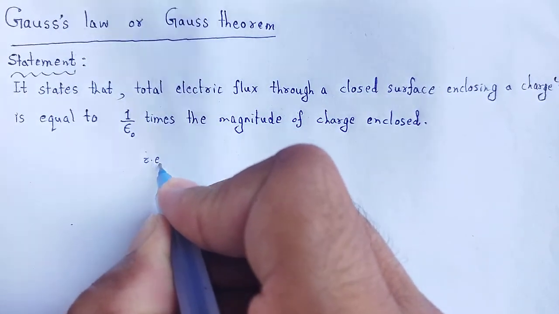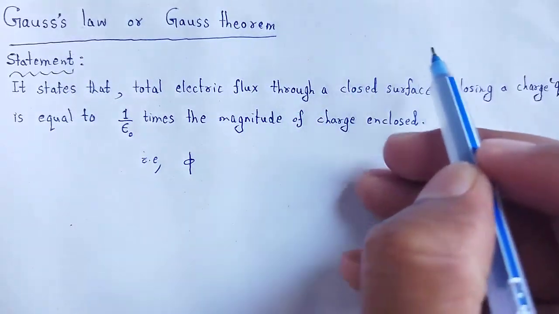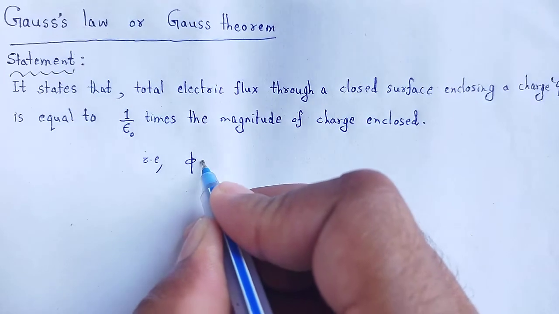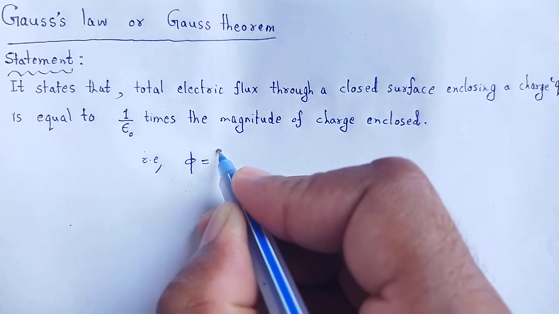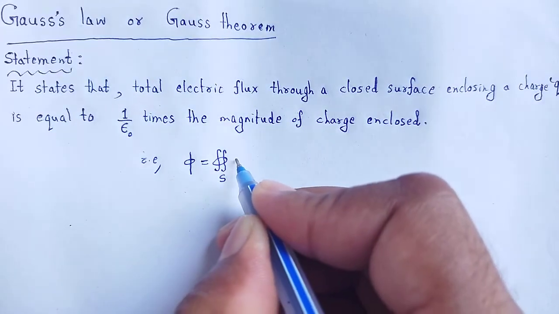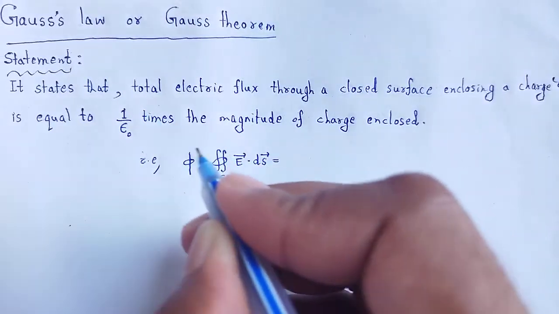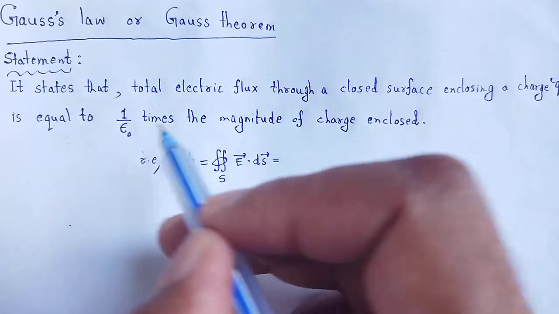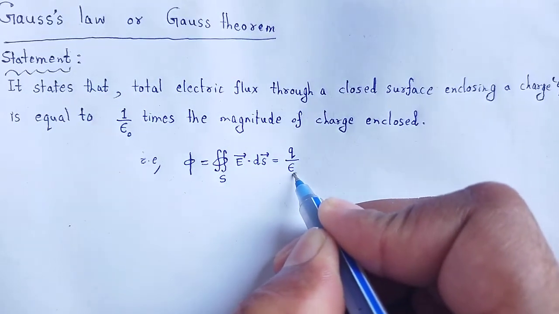mathematically we can write it. The total flux through a closed surface, when that closed surface encloses the amount of charge q. Previously we discussed the expression for total flux, that is closed surface integral, let the surface be S, E dot ds. According to that statement, it is equal to q divided by epsilon naught, the charge enclosed, q divided by epsilon naught.